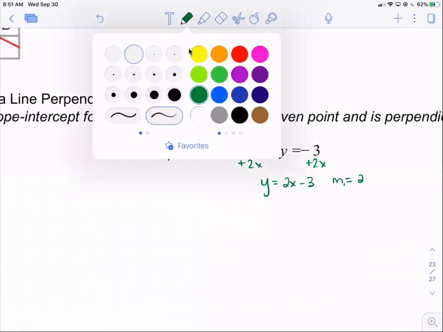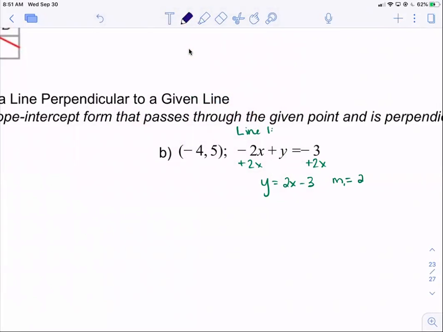So now, if we want to find our perpendicular slope, you can either do m2, or I'm going to use the symbol for perpendicular, which is an upside down T. That's our symbol for perpendicular. So for our perpendicular slope from 2, we change the sign, so it makes it negative, and we flip the fraction. So this is normally 2/1, so it becomes -1/2.